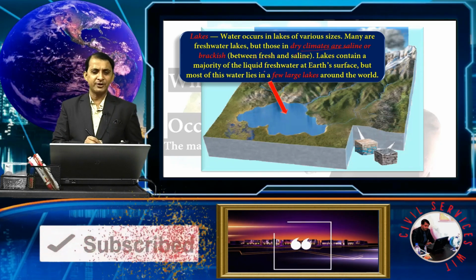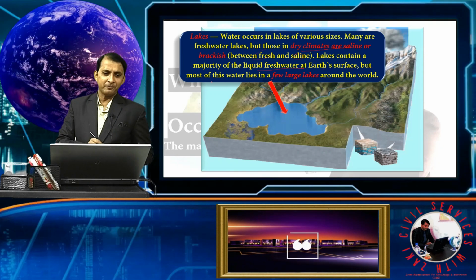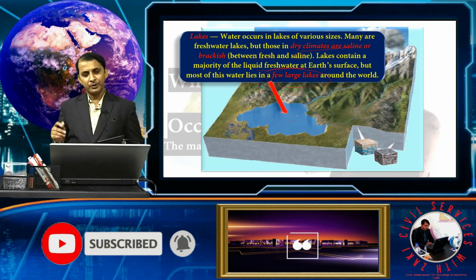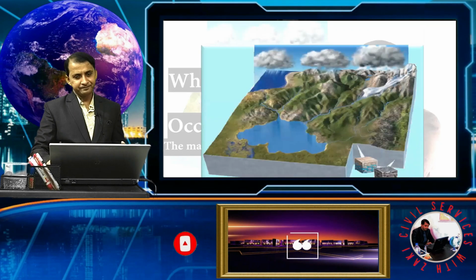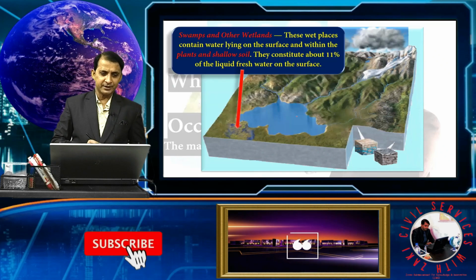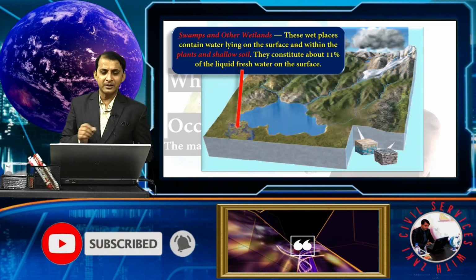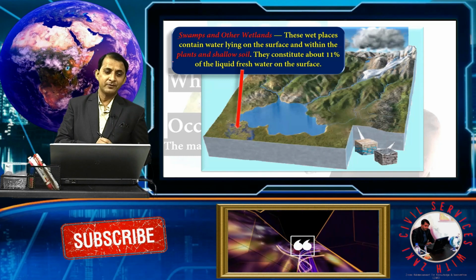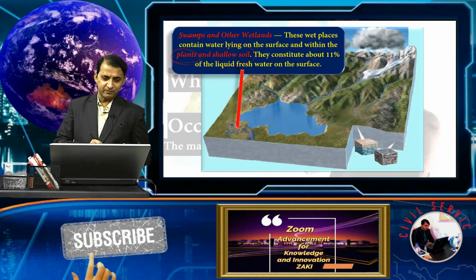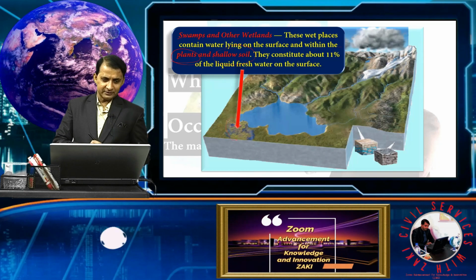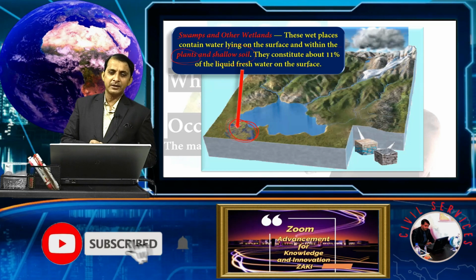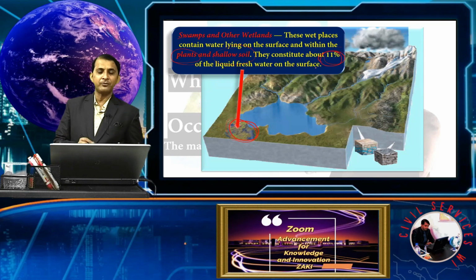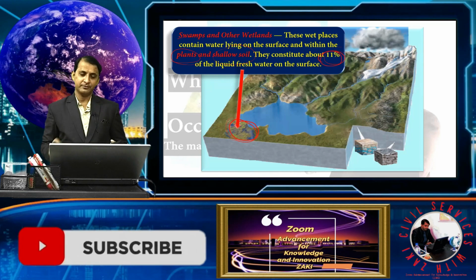So lakes contain the majority of the liquid fresh water on the earth's surface, but most of the water is in a few large lakes of this type. So that's the lake. Another is swamp. See here, basically swamp and other wetland: these wet places contain water lying on the surface within the plants and shallow soil. So these plants, shallow soils, and areas contain water, and they constitute about 11% of the total fresh water present on the surface.